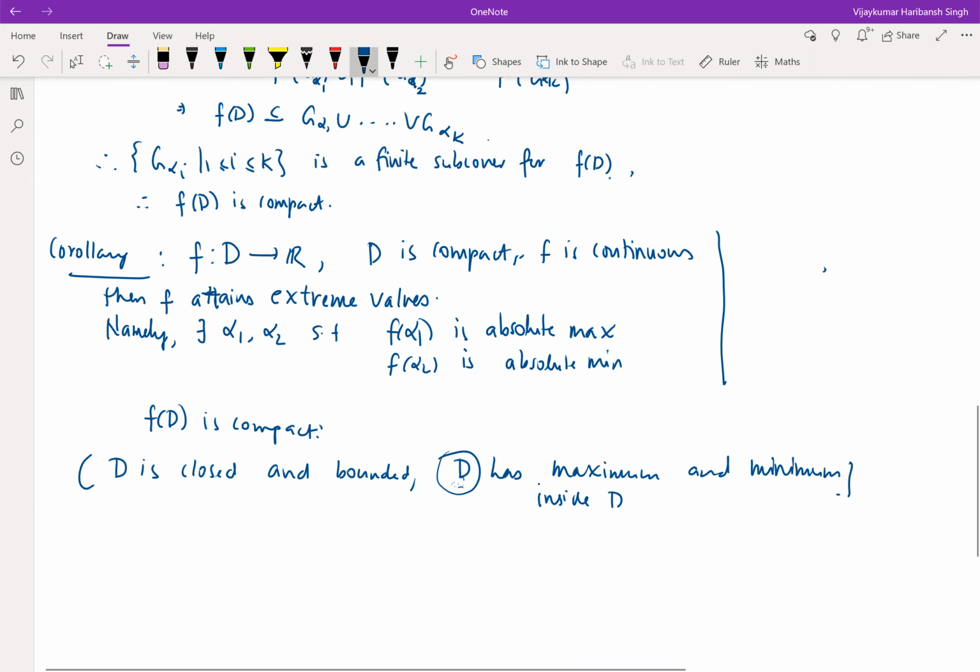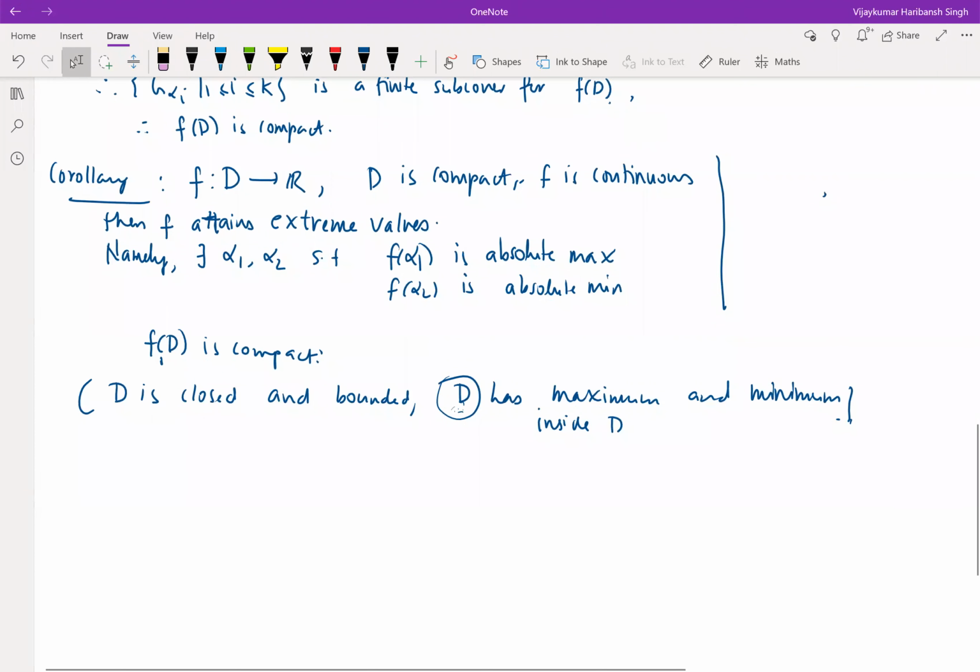So similarly, f of D is compact. Therefore, you can find a maximum element in f of D, which will be the absolute maximum of your function. And you can find the minimum element of f of D as a set, which will be the absolute minimum of your function. Okay, so from there you can basically make it out.